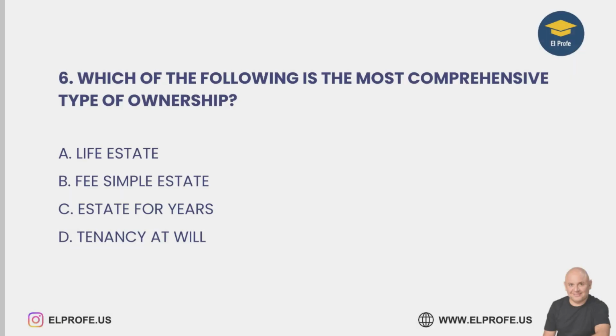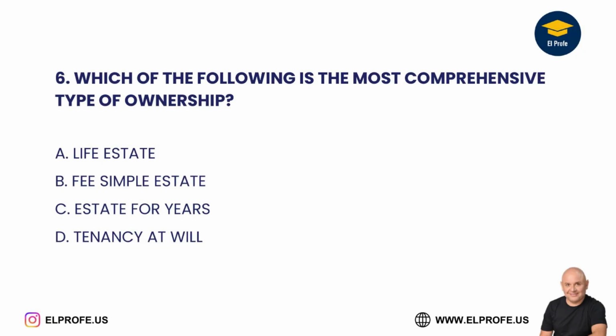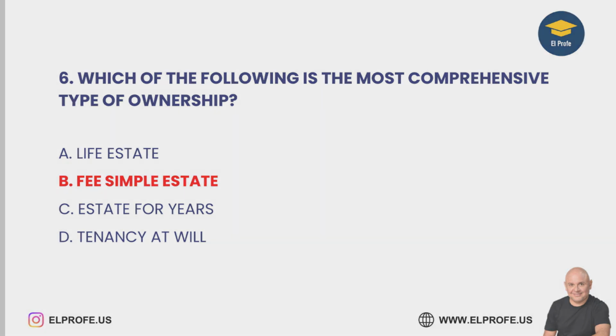Question 6. Which of the following is the most comprehensive type of ownership? That means, which one includes the greatest number of rights? The broadest form of ownership, as we studied in Chapter 8, is the fee simple estate. That's exactly how it will appear on the state exam. Fee simple estate.